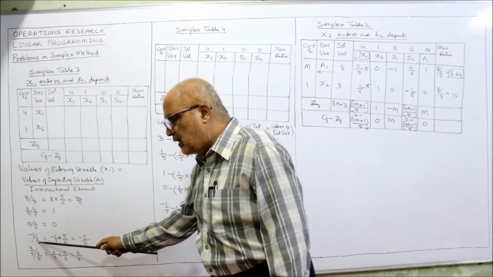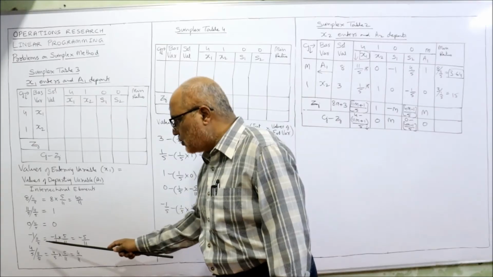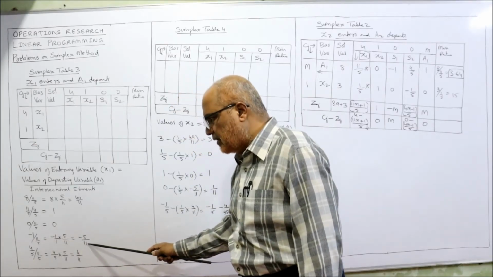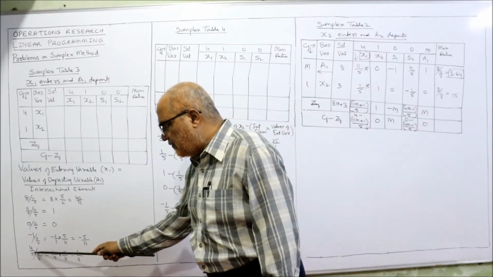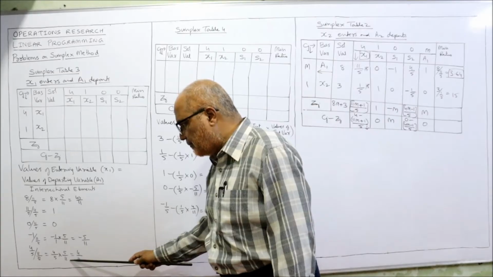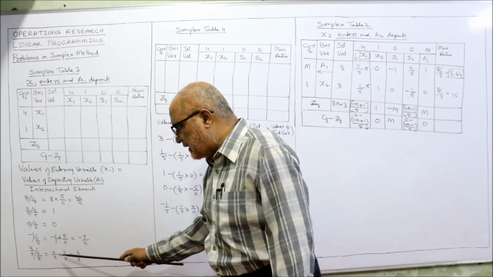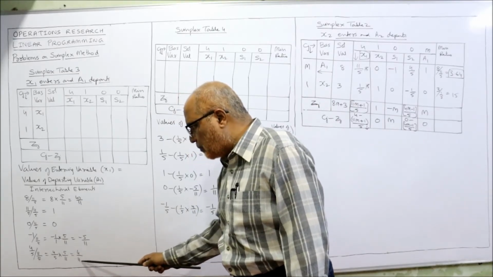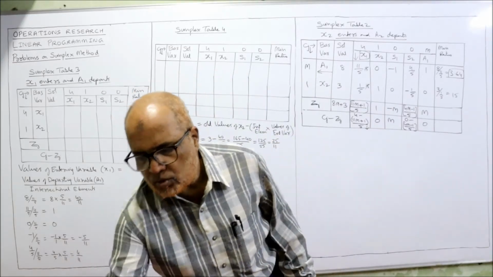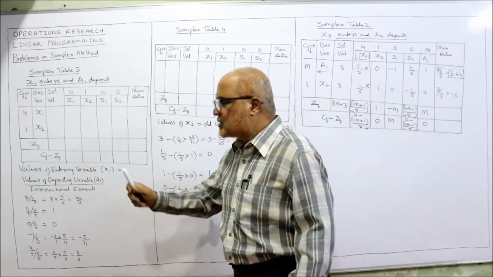Minus 1 divided by 11 by 5. So minus 1 into 5 by 11 becomes minus 5 by 11. Similarly 4 by 5 divided by 11 by 5. So 4 by 5 into 5 by 11. The 5 gets cancelled, so the remaining is 4 by 11. So we got the values of the entering variable x1.